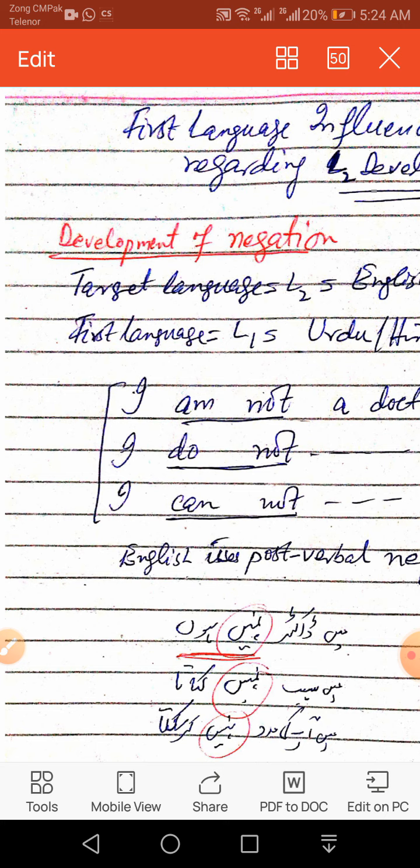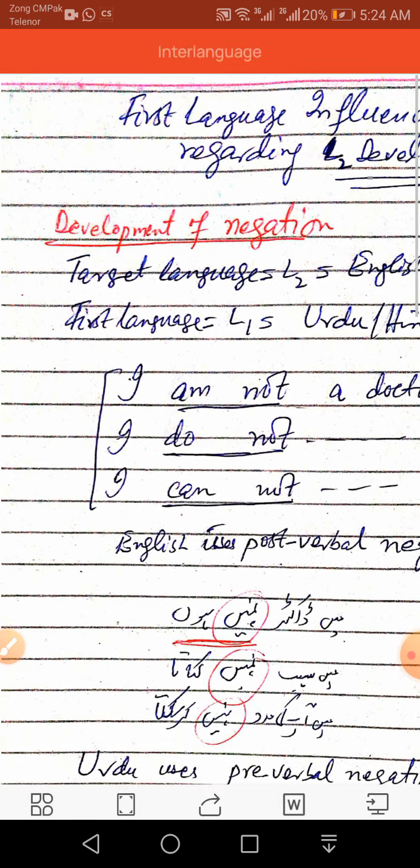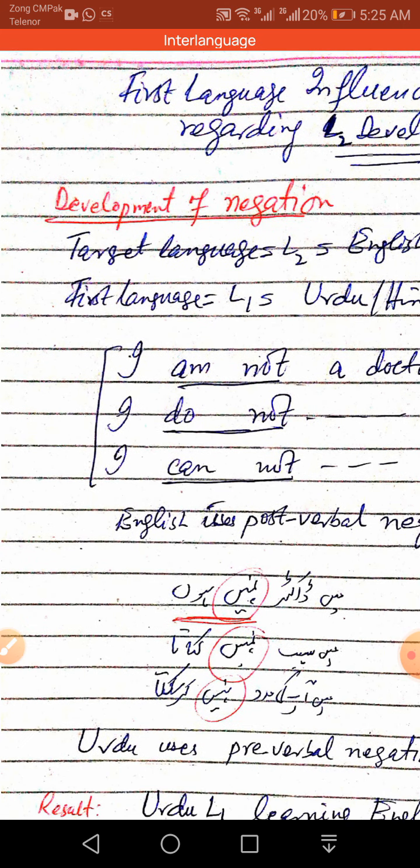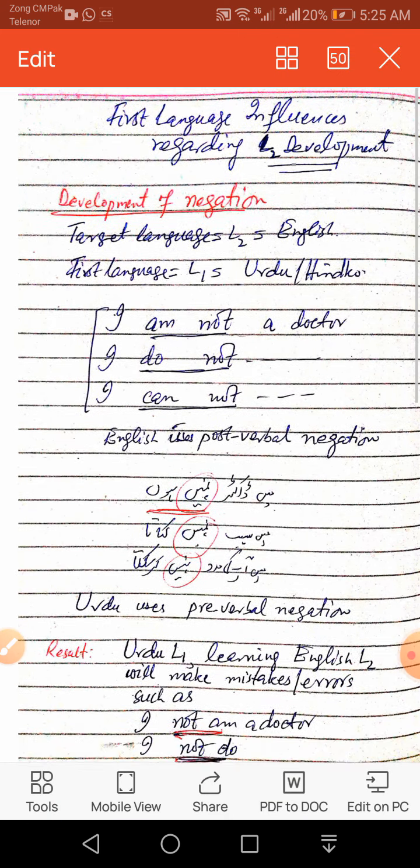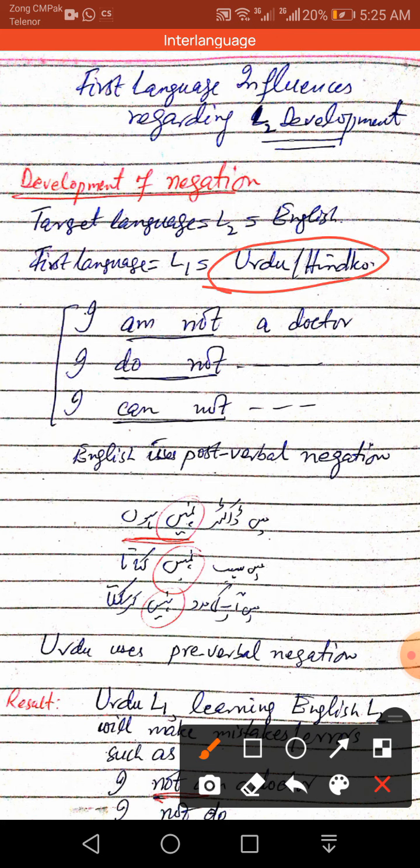And if there is dissimilarity or differences between the systems of the two languages, then the development of that particular area of L2 will be slowed down. It doesn't mean that that particular area will not be developed. It will be developed, but it may take a bit longer. Now here is an example of the development of negation. Let's suppose that our first language is Urdu, like Urdu or Hindi speakers who are learning English.